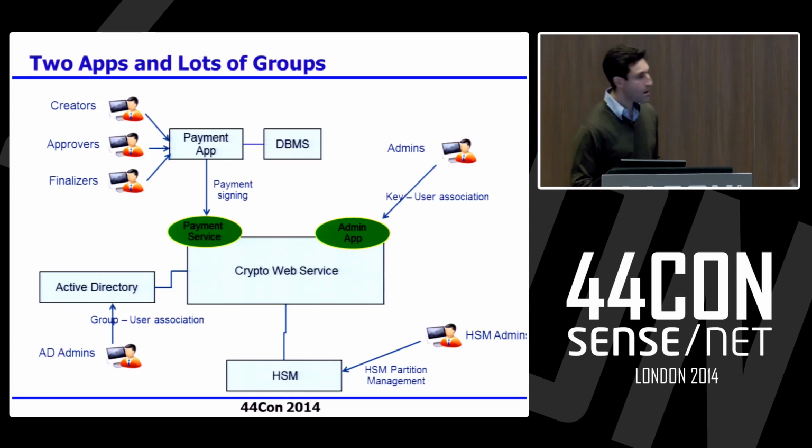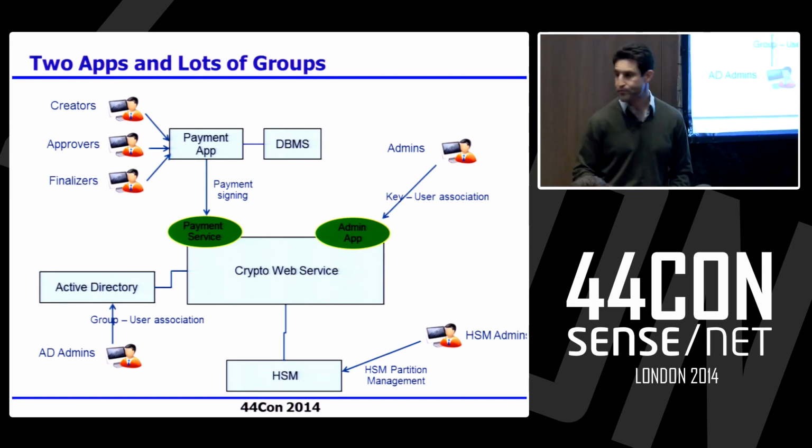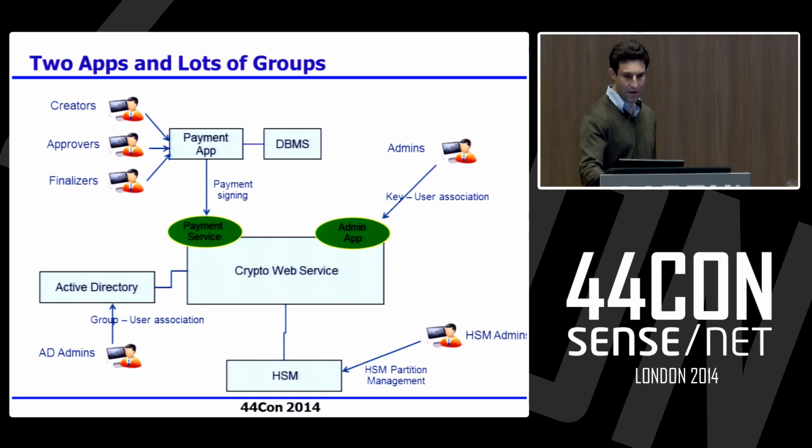So, that said, you now have this brokering thing. How does it work? Up here, you have your creator, your approver, your finalizer, so you've got your business segregation here. Each time one of these people does something, a payment signing request goes to here. This crypto web service basically brokers.